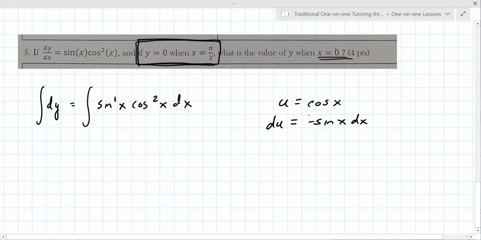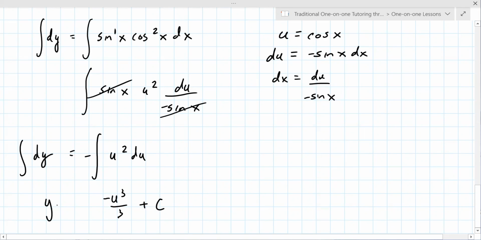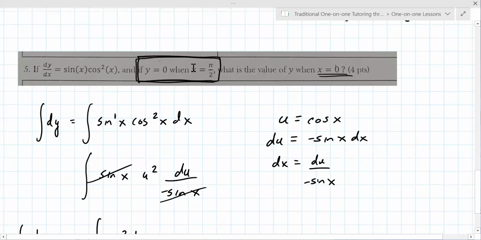So you take your derivative here and you get the integral of sine x u squared, and then dx is du over negative sine x. You know this works because it cancels, and you're just left with u's. Then you find your antiderivative and you say plus c, y equals that, and then you back substitute your u. You cannot use your initial condition here, because it's not in terms of u, it's in terms of x and y.